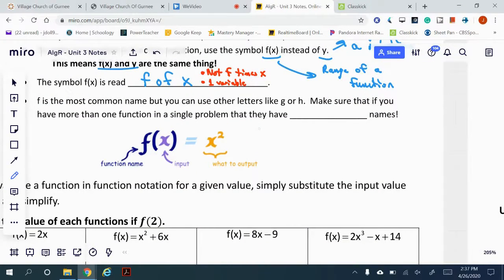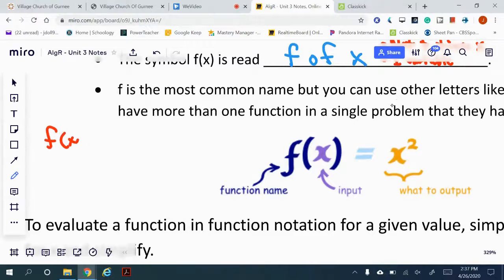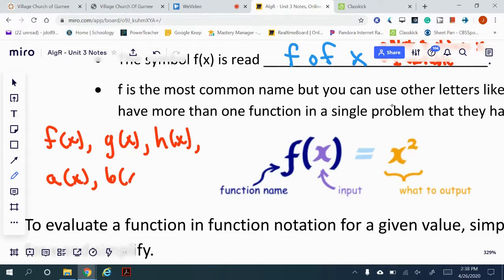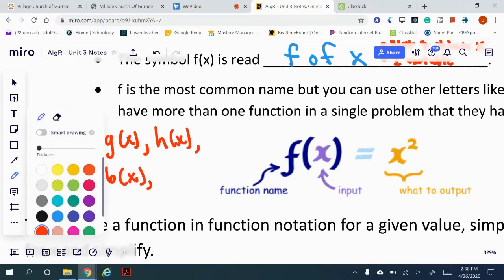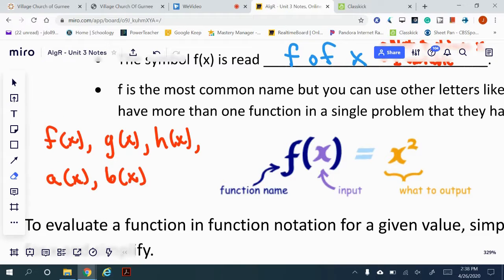All right, now, one other aspect to function notation here is that F is the most common letter used in this symbol, in this notation. But if we are working with multiple functions at the same time, that letter can change. So F is the most common, but we can have other letters like G of X or H of X. So, we could have F of X, but that's really no different than G of X or H of X, right? Or A of X, or pretty much any letter you want to put in front of X there, right? B of X, all of these would be acceptable function notation.